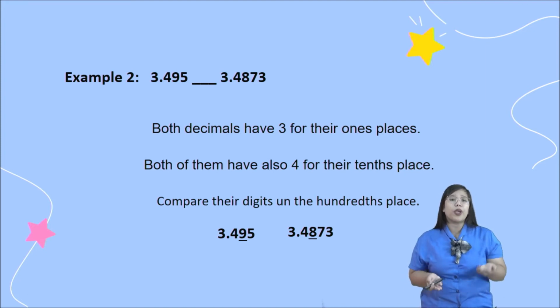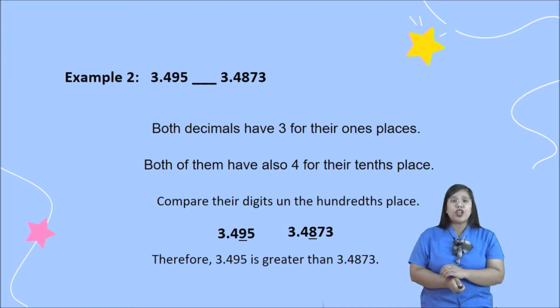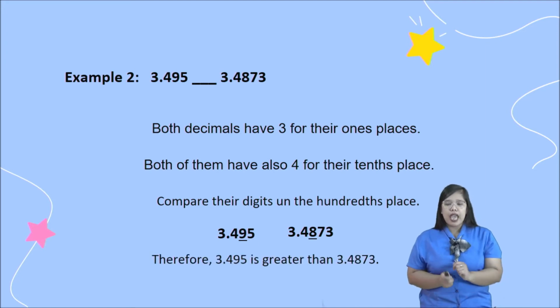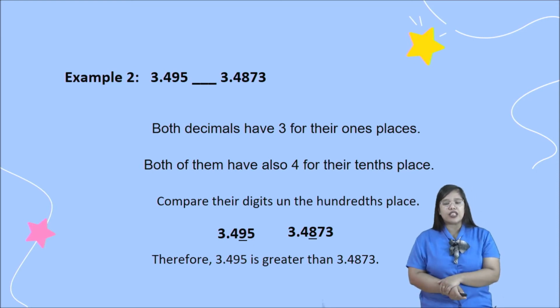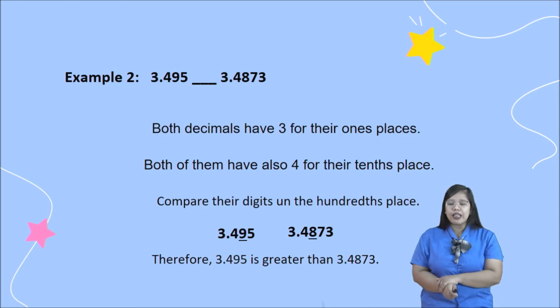So we will compare 9 and 8. So therefore, kids, 3 and 495 thousandths is greater than 3 and 4,873,000. So we will be using greater than.